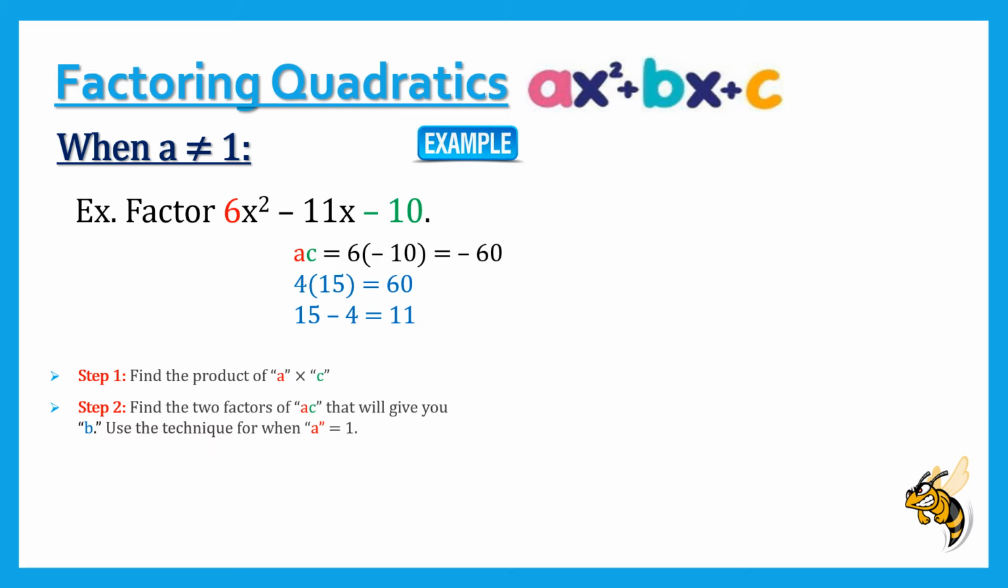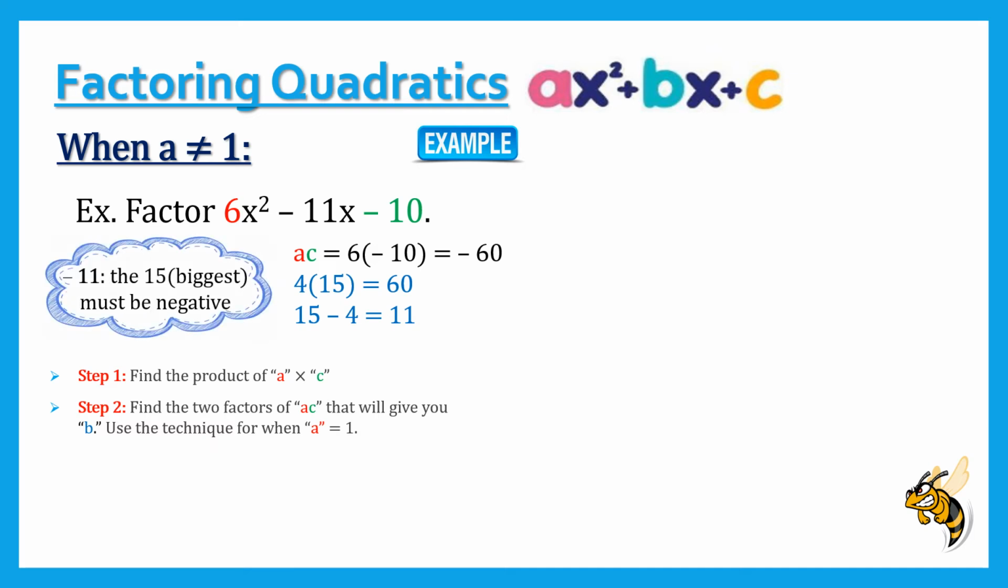Now, a times c is negative 60. And what do we know about negative products? A positive times a negative is equal to a negative, and a negative times a positive is equal to a negative. So in both situations, the signs are different. So how do we know which one gets which sign?